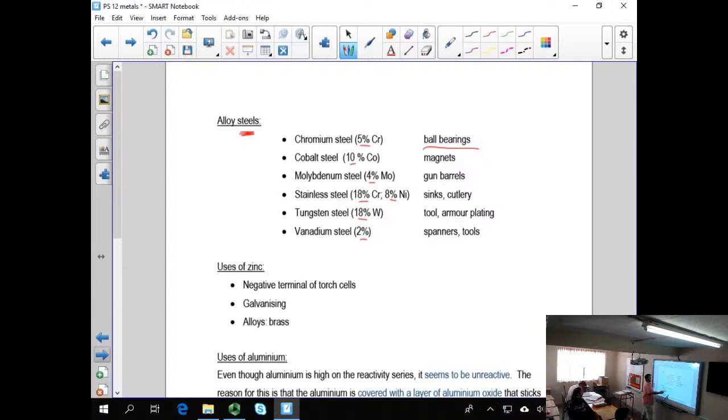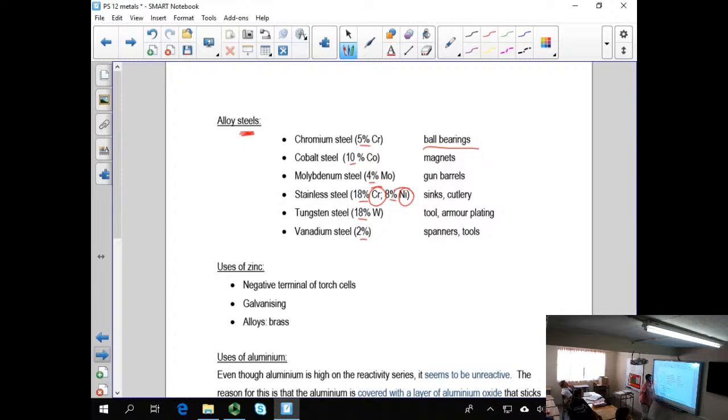Stainless steel contains chromium and nickel. And stainless steel is very versatile. We make sinks from them, cutlery from them. Surgical instruments are made from stainless steel because it doesn't corrode. It's very strong.